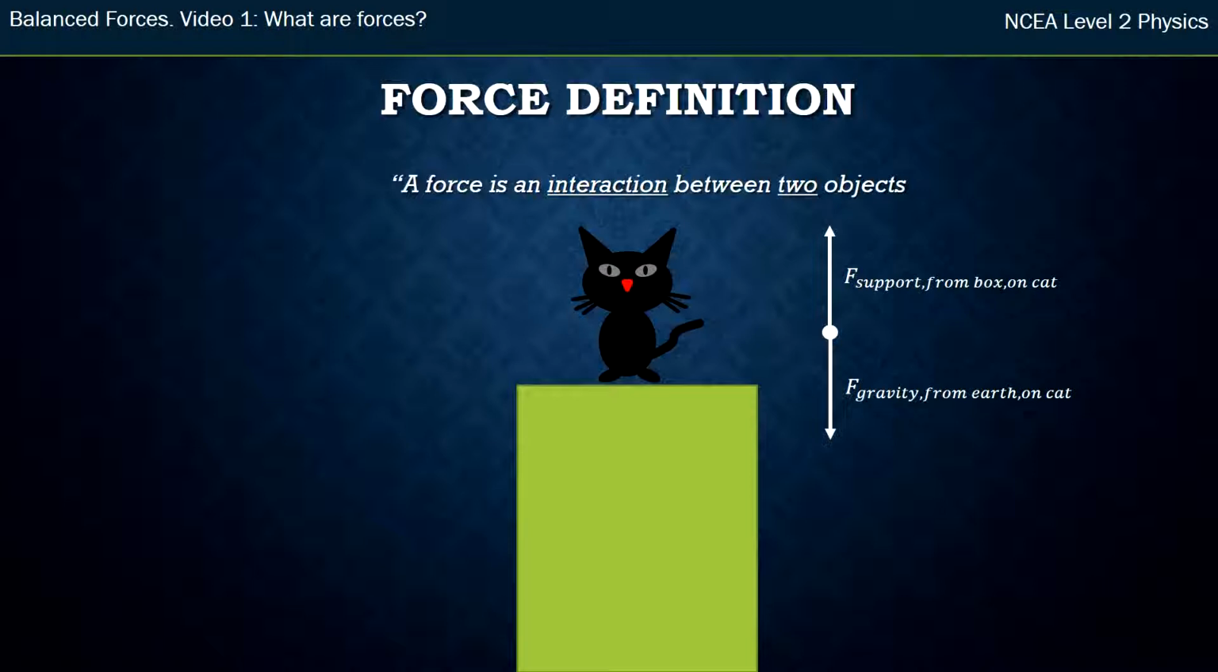And the definition I like is that force is an interaction between two objects. So in the case of gravity force, it's the interaction between the earth, which is pulling it down, and the cat. And in terms of the box, the support force, it's an interaction between the box and the cat. So we're really going to come back to these keywords, interaction and between two objects, quite a bit as we move through this topic of forces.